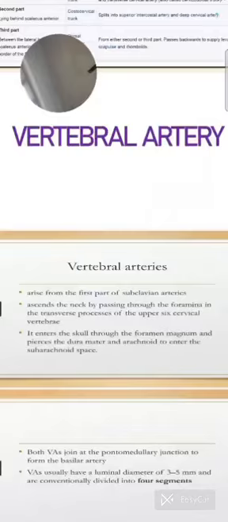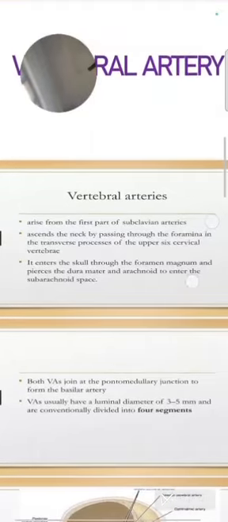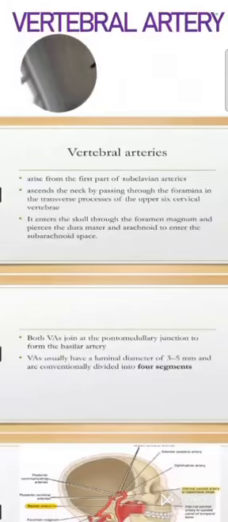Vertebral artery, we have seen that the first part of subclavian artery gives rise to the vertebral artery. So the origin of the vertebral artery is from the first part of the subclavian artery. It ascends the neck by passing through the foramen transversarium of the upper six cervical vertebrae. So it enters into the skull through the foramen magnum and pierces the dura mater and arachnoid mater. It enters into the subarachnoid space.